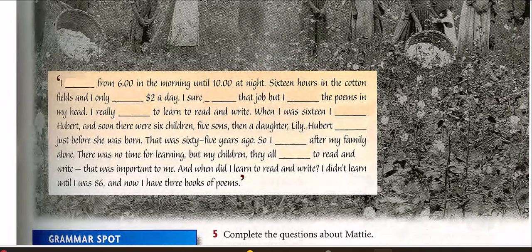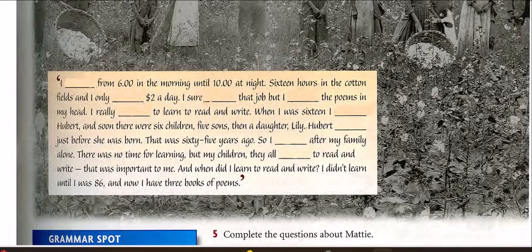That was 65 years ago. So I ___ after my family alone. There was no time for learning, but my children, they all ___ to read and write. It was important to me. And when did I learn to read and write? I didn't learn until I was 86. And now I have 3 books of poems.